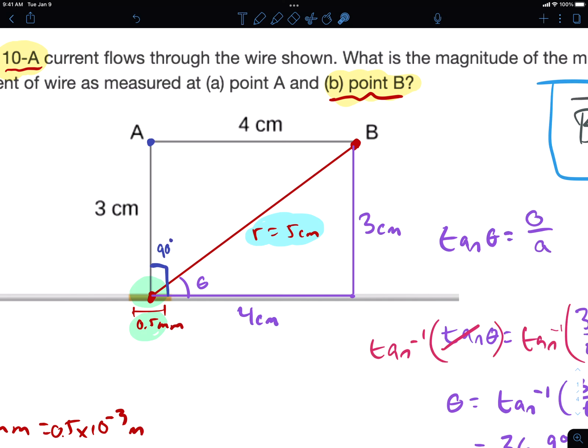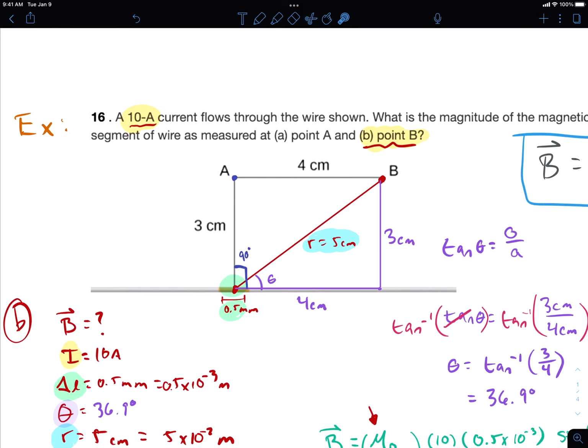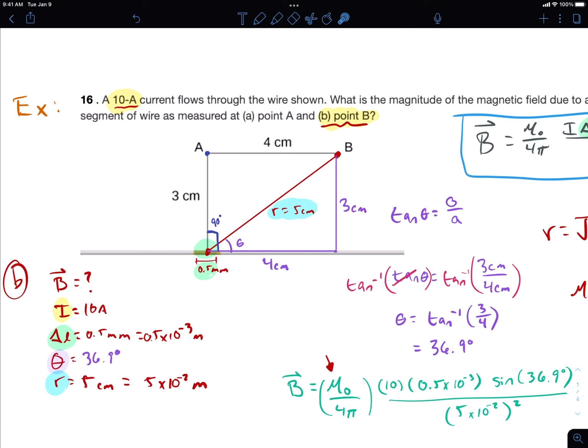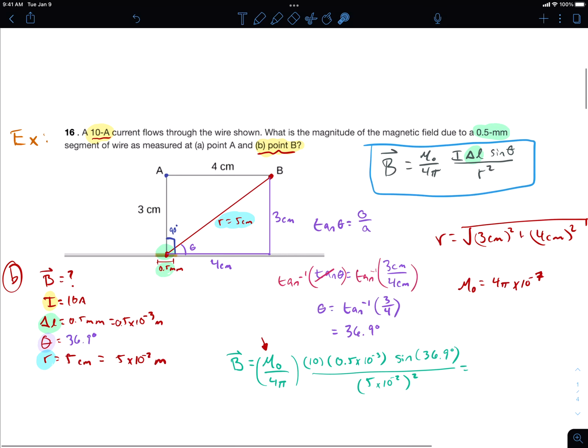You wouldn't need to do all this trigonometry, right? So you would just use 3 centimeters. And that would be the only thing really that changes between part A and part B. So you can try both of these out and see if you feel comfortable using this formula with either approach.